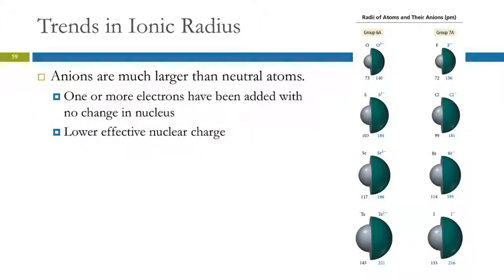Anions, this one makes sense also, we're adding electrons that should make it bigger, right? You've added one or more electrons, and you have not changed the nucleus at all. And so the anions are actually much bigger than the neutral atoms, bigger than we would expect, but it's okay. It's the lower effective nuclear charge. So anions are much bigger than neutral atoms, cations are much smaller.